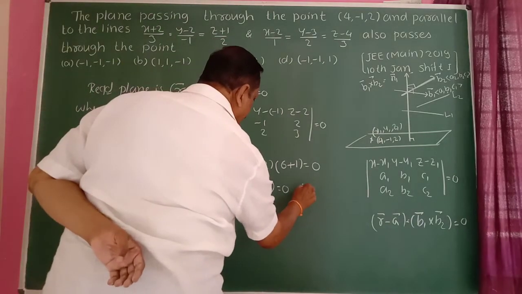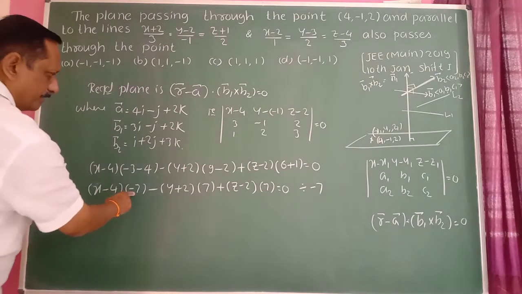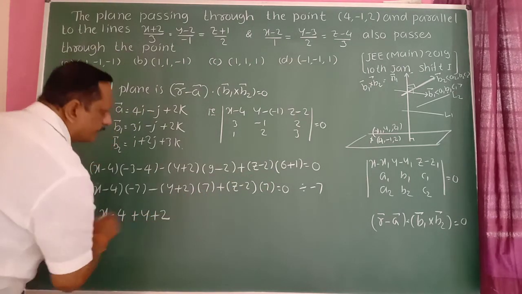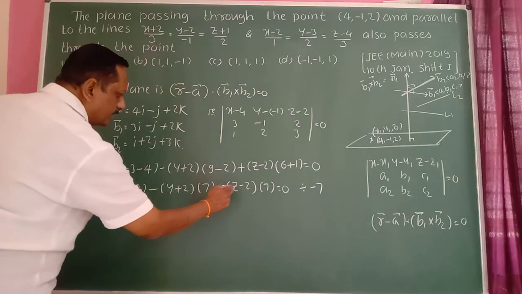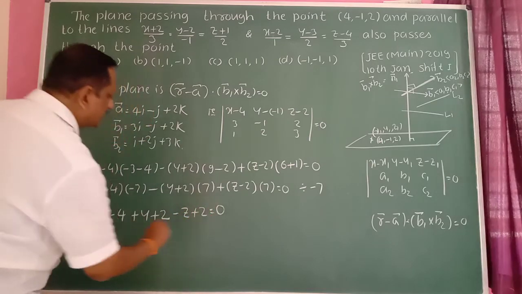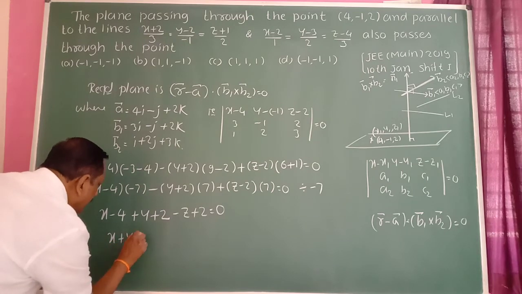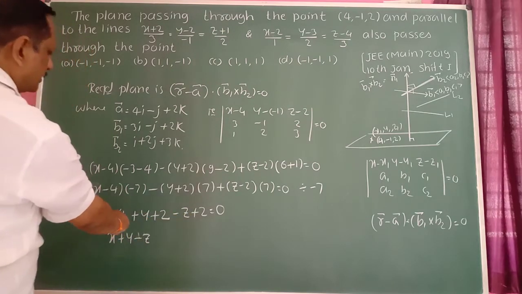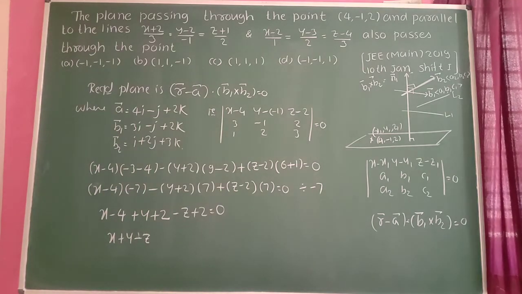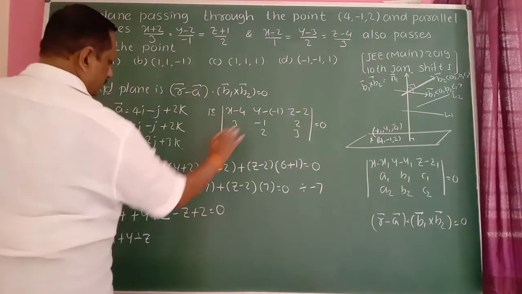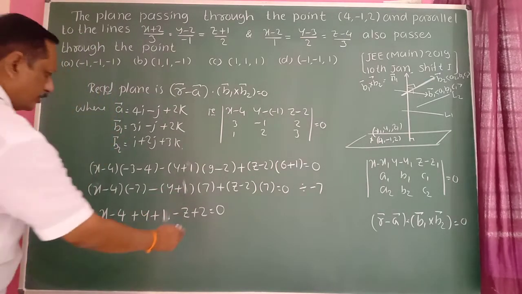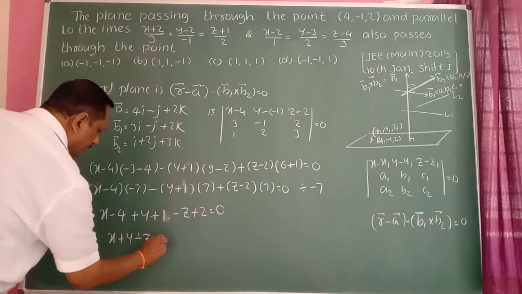Dividing both sides by -7, we get x minus 4 plus y plus 1 minus z plus 2 equals 0. So x plus y minus z, then minus 4 plus 1 plus 2 gives minus 1, and the equation becomes x plus y minus z minus 1 equals 0.